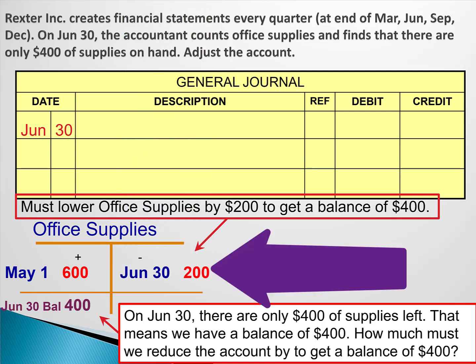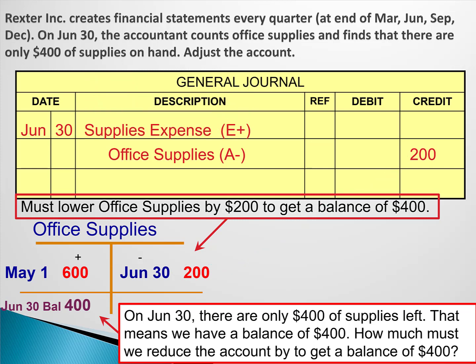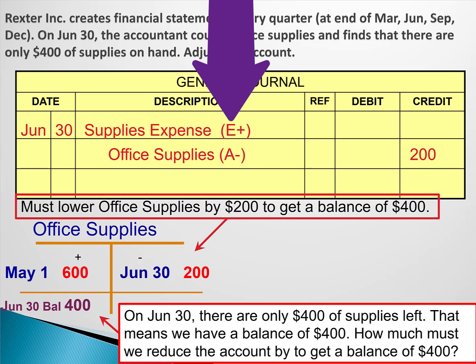So in the T account, I place $200 on the credit side. That's the negative side because that represents the amount of office supplies that we used up. So that means in our adjusting journal entry in the general journal, we also must credit office supplies, showing that it has gone down by $200. And then the other account has to be an account that shows that we've used up office supplies. What type of expense would show that? Probably an account called supplies expense or office supplies expense. This company chose to call it supplies expense. The E plus is reminding you that it's an expense and it's going up.